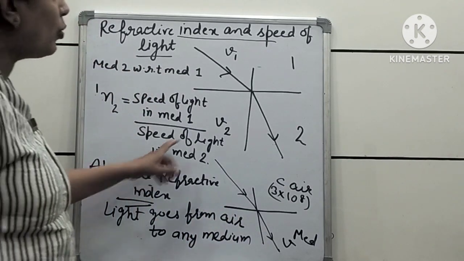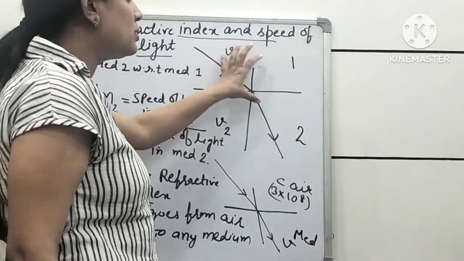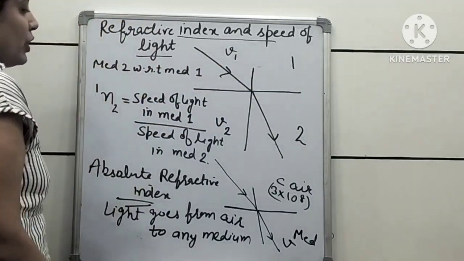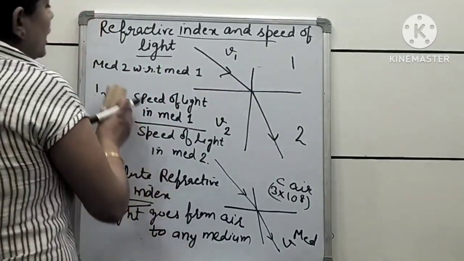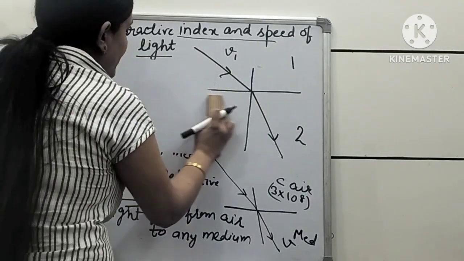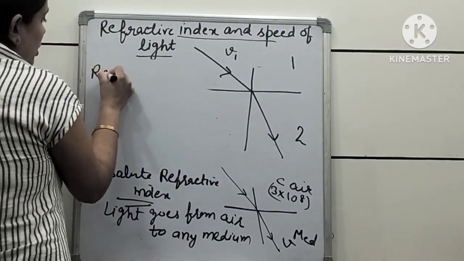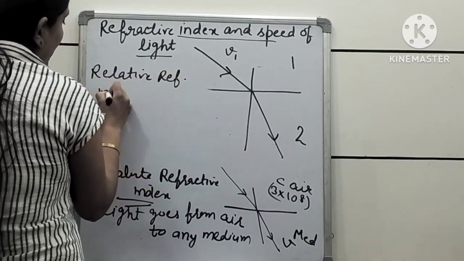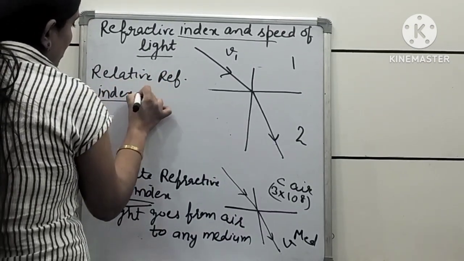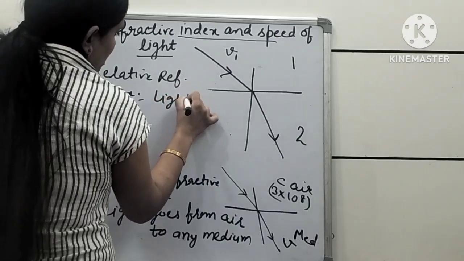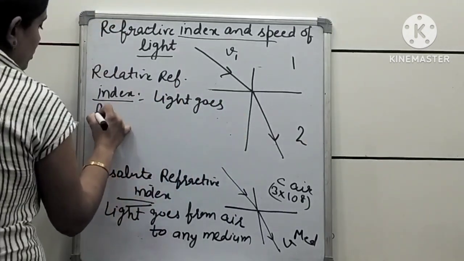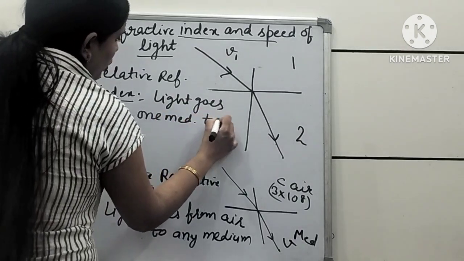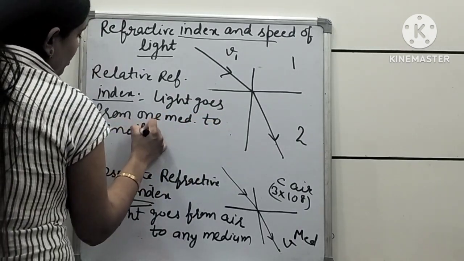When the light goes from one medium to another medium, where neither medium is air, that type of refractive index is known as the relative refractive index. Light goes from one medium to another medium.